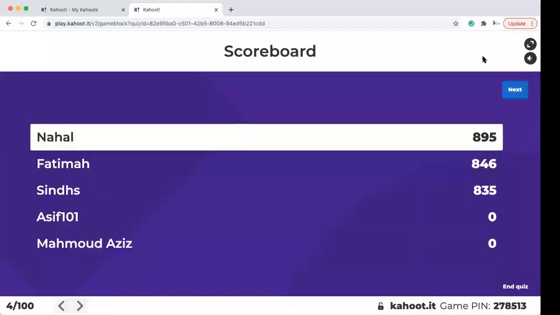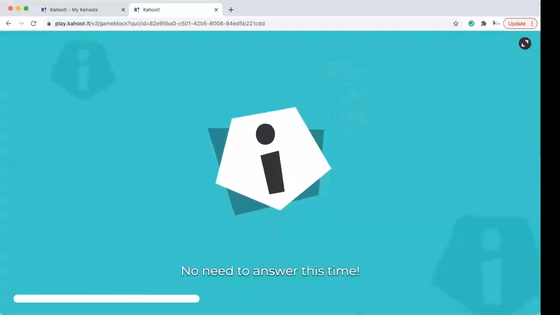Let's see who got it right. Still, we are keeping the same order. We hope that others will join us, or this board will show others coming from the back. And let's see the explanation.